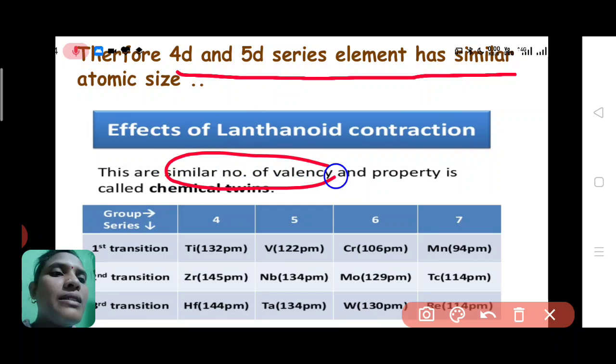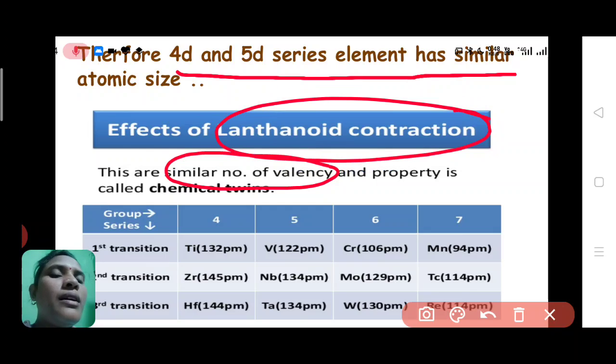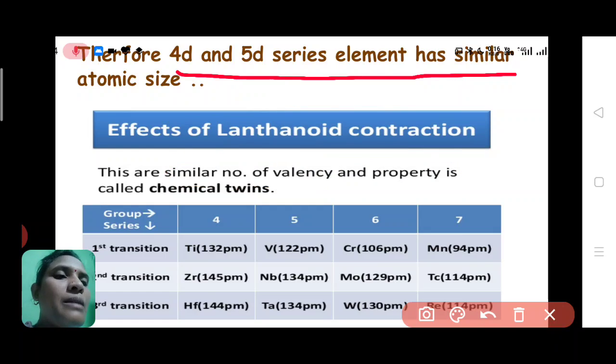Similar valency. What is valency? Valency is the number of outer electrons. So due to this lanthanoid contraction, 4D and 5D series elements have similar valency and similar chemical and physical properties. So having similar chemical and physical properties, the elements of 4D and 5D series are called chemical twins. Chemical twins. Twins means looking similar to each other.